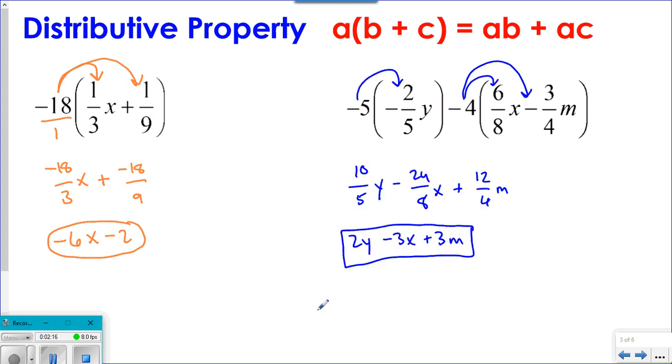So on the right, that big crazy expression actually works out to something a little nice with integer coefficients. We have 2y minus 3x plus 3m. And feel free to cross-reduce when you're multiplying, especially with these fractions here. Just make sure that you reset for each term.